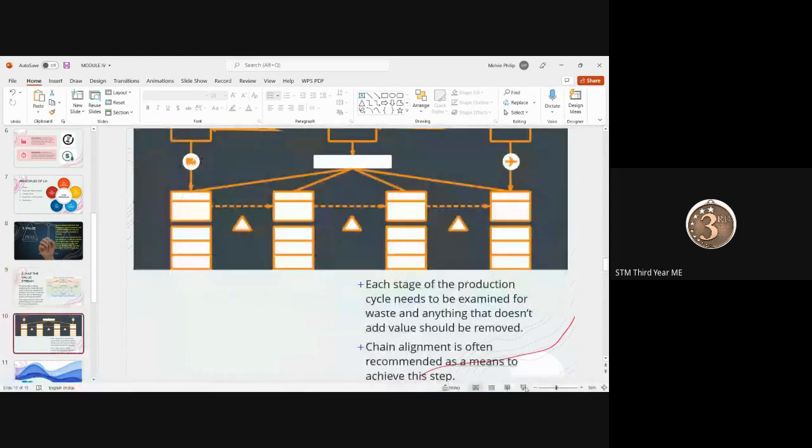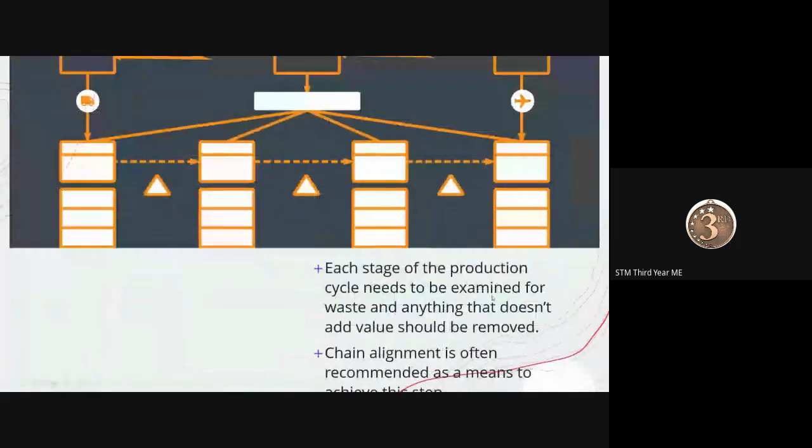Next comes, each stage of the production cycle needs to be examined for waste, and anything that does not add value should be removed. Okay, every stage that is operating here. You can see here also there are stages, and in these stages there is transportation by truck or transportation by aeroplane. These all come under each sector, and here are the values that will be given to each and every department. So each stage is analyzed for waste, and collectively the waste is then eliminated.